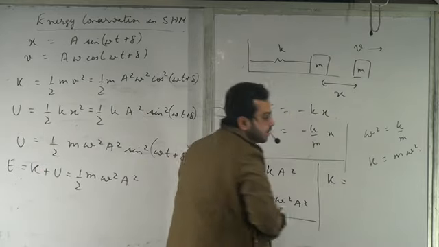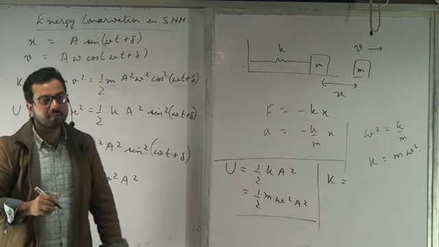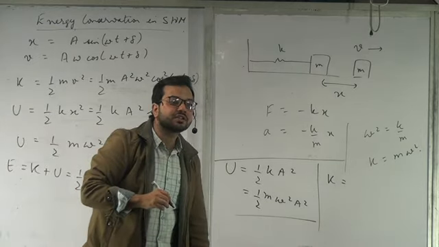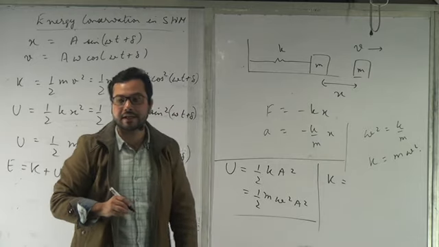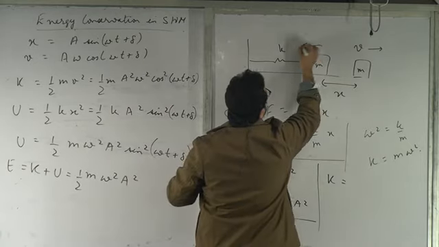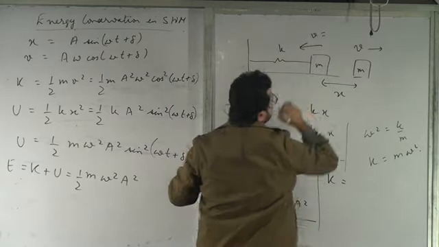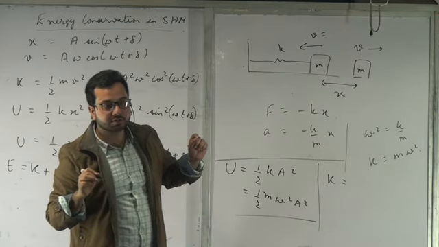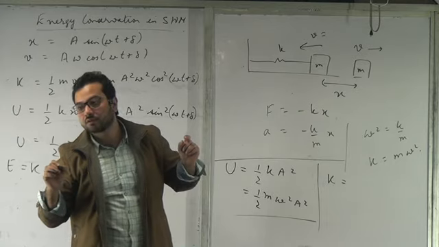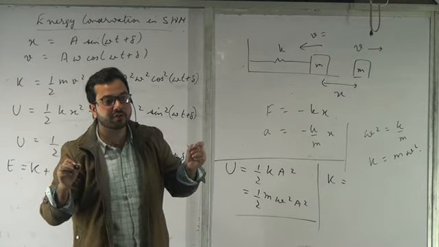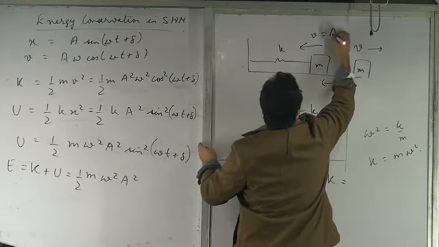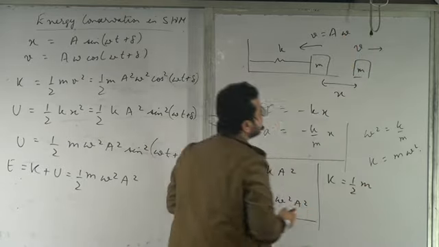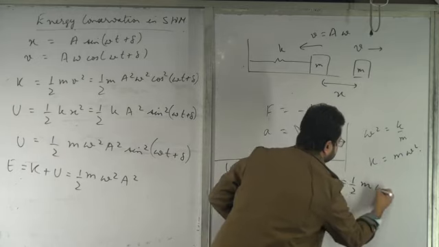At the mean position, what is the potential energy? 0. So the entire energy is in the form of kinetic energy. What is the velocity of the particle at the mean position? Maximum. And how much is the maximum velocity? A omega. Excellent, A omega. So what is the kinetic energy? Kinetic energy is half m v square.